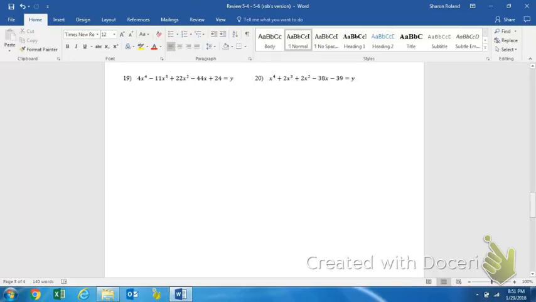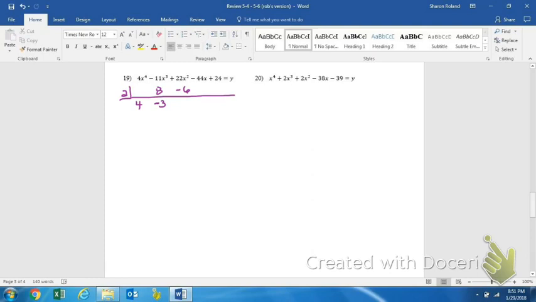Okay, on this one, if you put in number 19 into the calculator, the only zero you get out is a 2. And so we're going to divide 2 into it, and hopefully that'll help. Bring the 4 down. 2 times 4 is 8. Combine these two, and you end up with negative 3. 2 times negative 3 is negative 6.